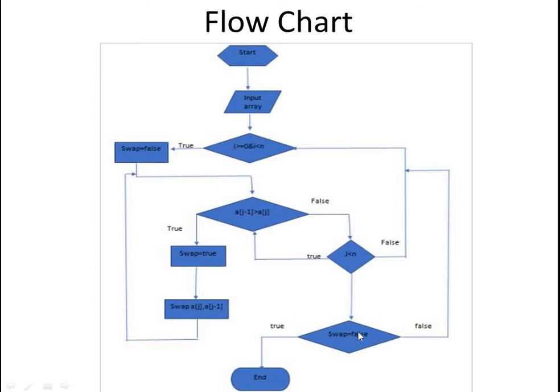That is, if finally the swap will be false, because initially we set swap as false, and at the end we'll get swap as false. If it is true, we'll get the sorted array and we'll end the program.